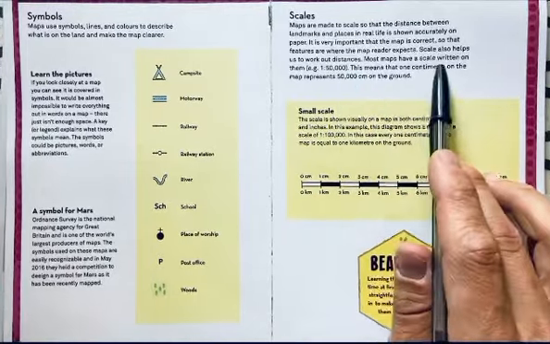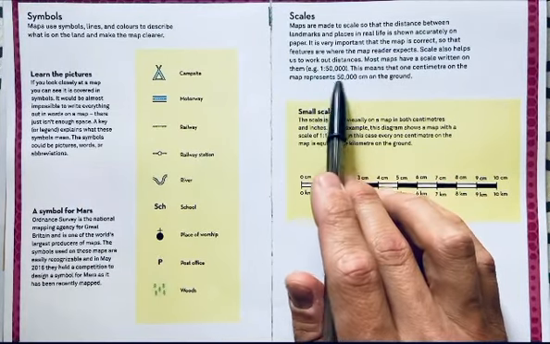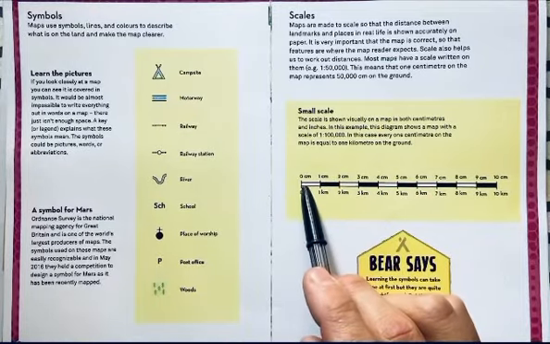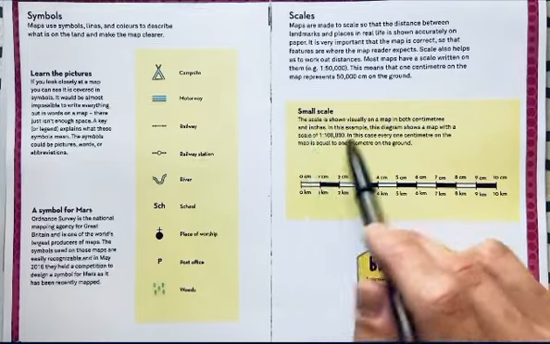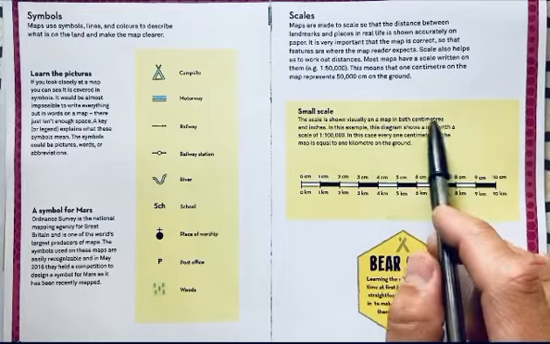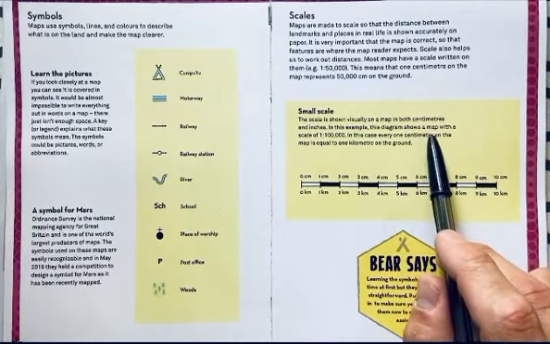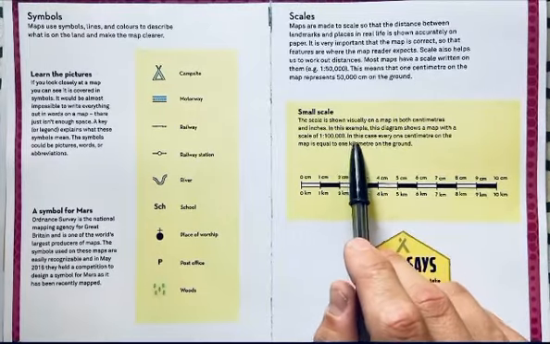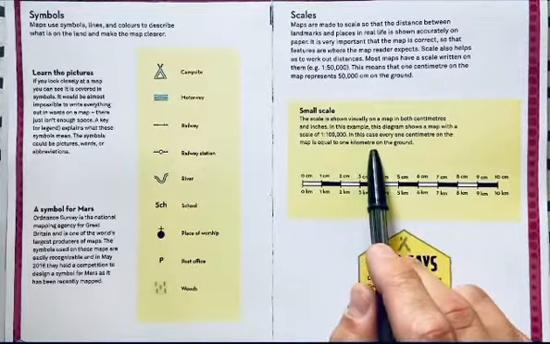Most maps have a scale written on them. For example, 1 to 50,000. This means that 1 centimeter on a map equals 50,000 centimeters on the ground. Here we have a small scale. A scale is shown visually on a map in both centimeters and inches. In this example, the diagram shows a map with a scale of 1 to 100,000. In this case, every 1 centimeter on the map is equal to 1 kilometer on the ground.